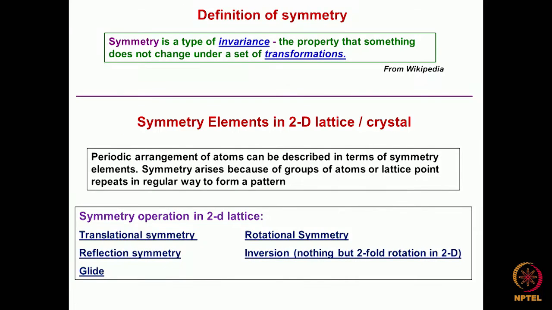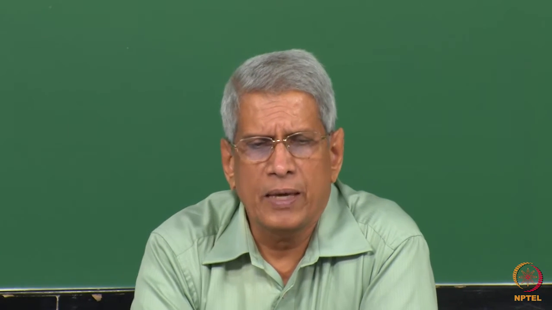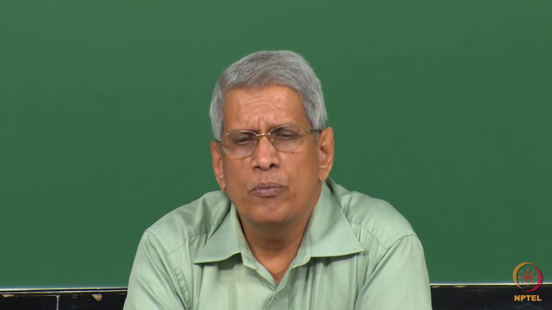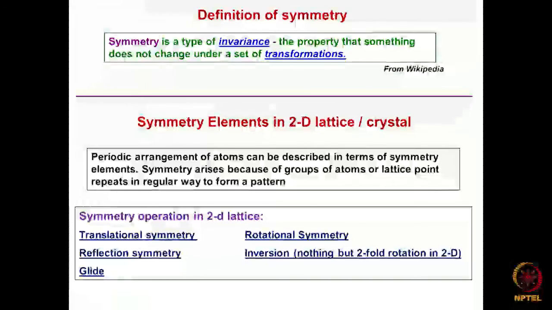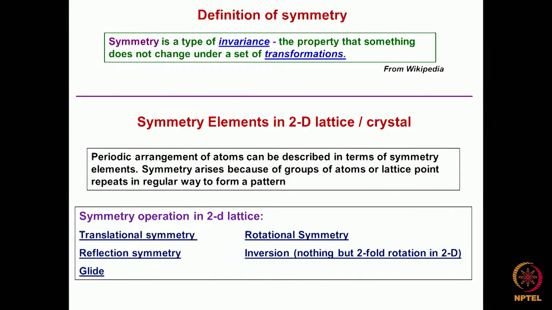Before we go further into this, as I had mentioned and given some idea of what a symmetry is, let me talk about how symmetry is defined mathematically. Symmetry is defined as a type of invariance, that is, the property that something does not change under a set of transformations. The transformation could be either rotation, translation or reflection, whatever be the operation, it brings you to a position which appears as if it is the same as the original position.